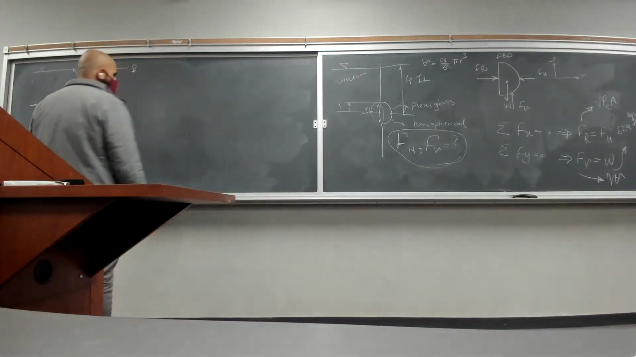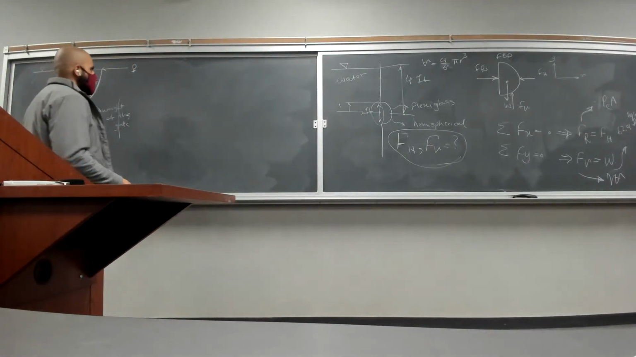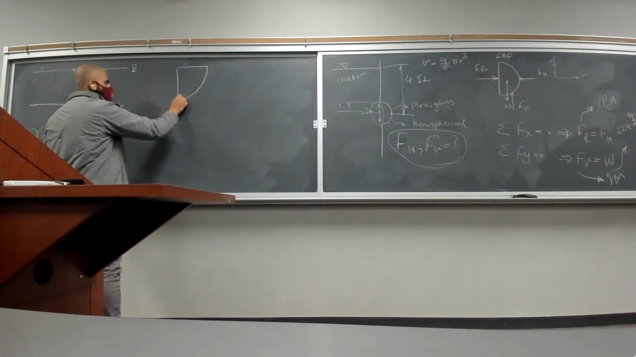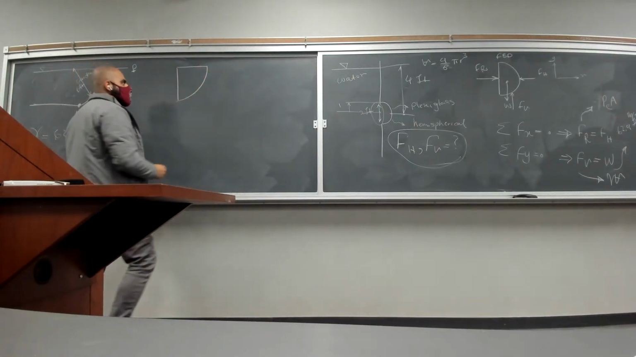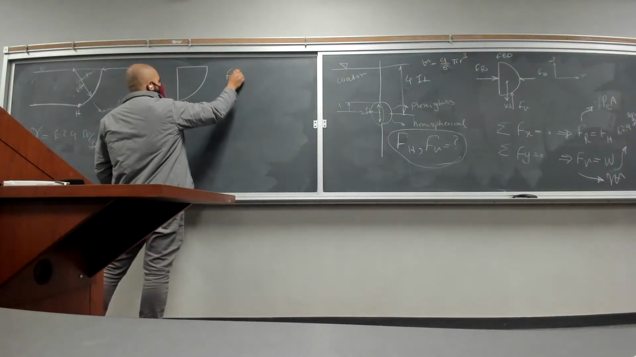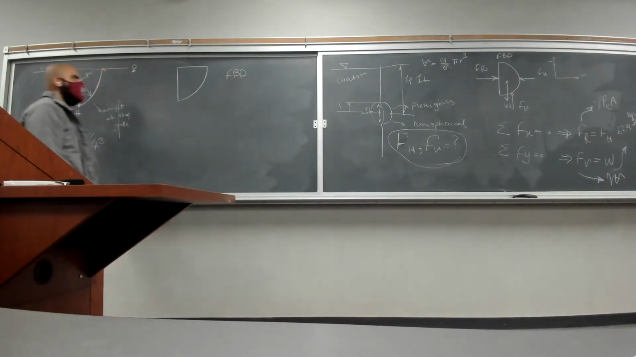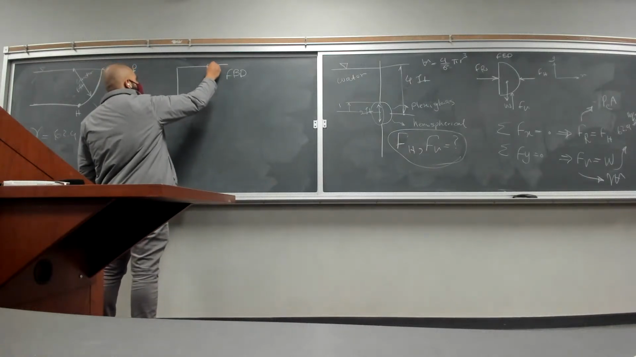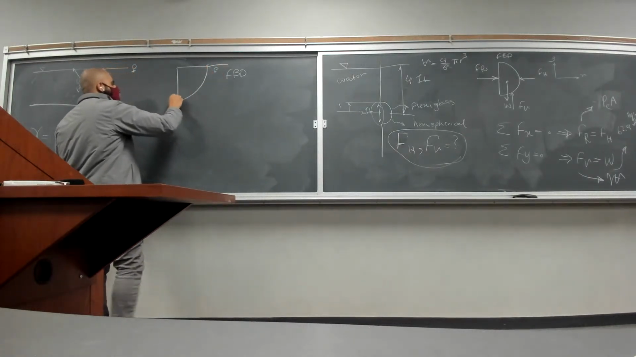Of course, the first step, I'm going to tell you what the first step is. The first step is to take out the curved section and draw a free body diagram for that curved section. Right, you have the force P that you want to calculate, and you have the hinge here.